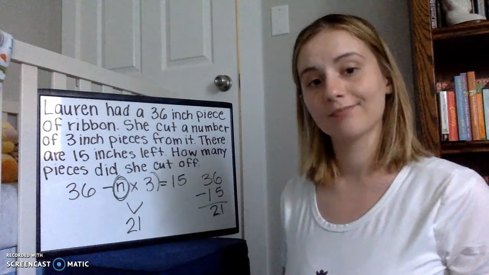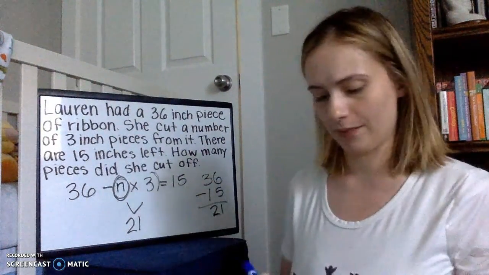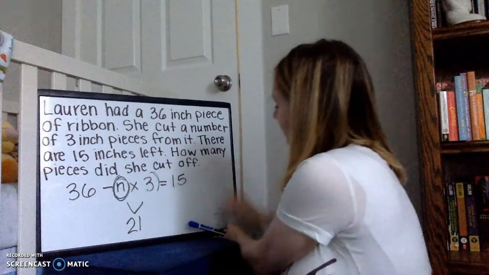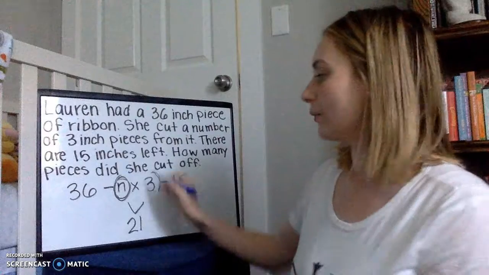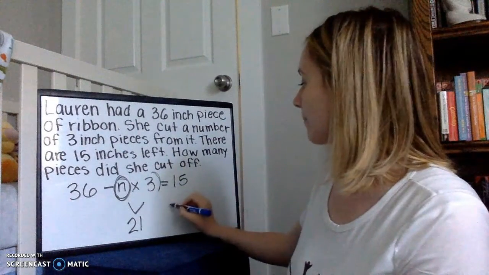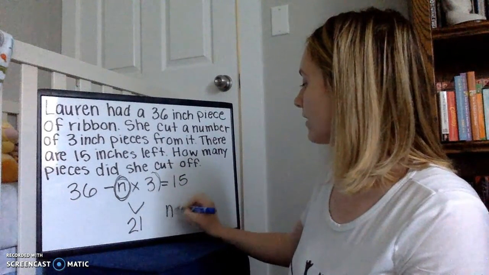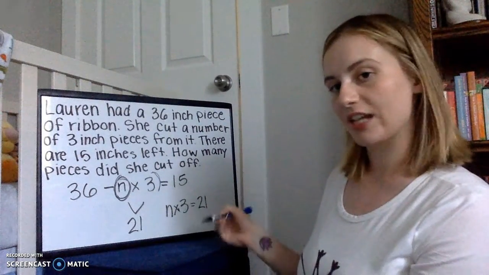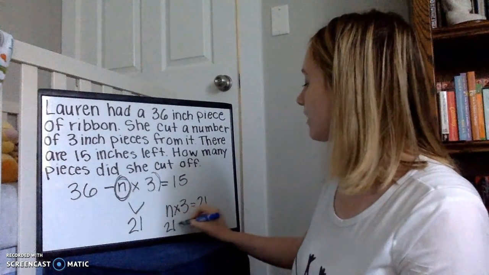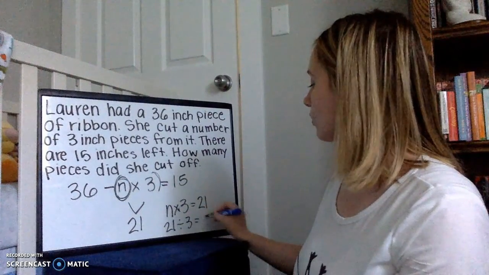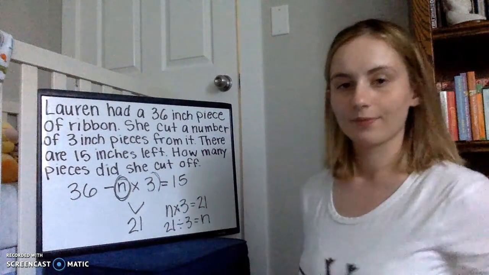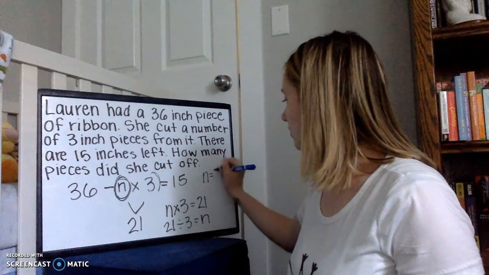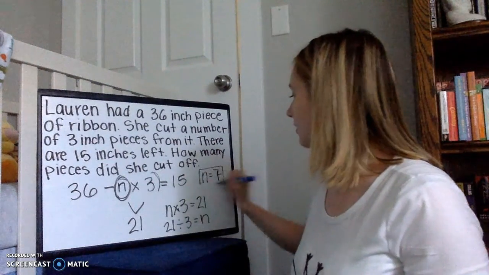In order to get that, we do, and my board's getting a little crowded, so I'm going to erase this over here. We can change this because it's saying what times 3 equals 21, and we know I can change that to division. So 21 divided by 3 equals what? And the answer is 7. So now we know that n equals 7.